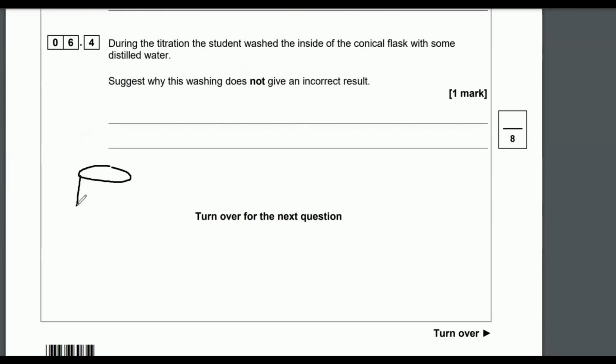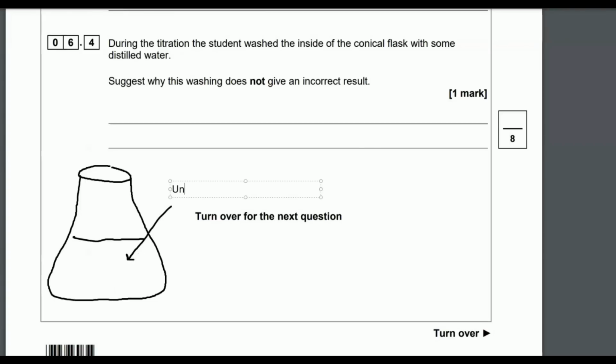It doesn't matter if you've rinsed it with water and there's a little bit of water in there, it's not fully dry, because you're not changing the amount of moles of sodium hydroxide that are in there. And it's the moles of sodium hydroxide that are important. The moles of sodium hydroxide in there are going to decide how big the titre is going to be. So it doesn't matter that we've added any extra water in there, it hasn't changed the amount of moles that are inside the conical flask.